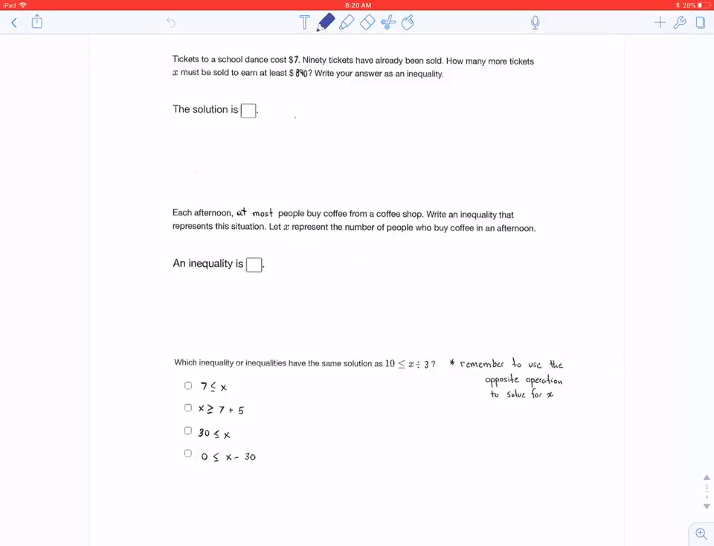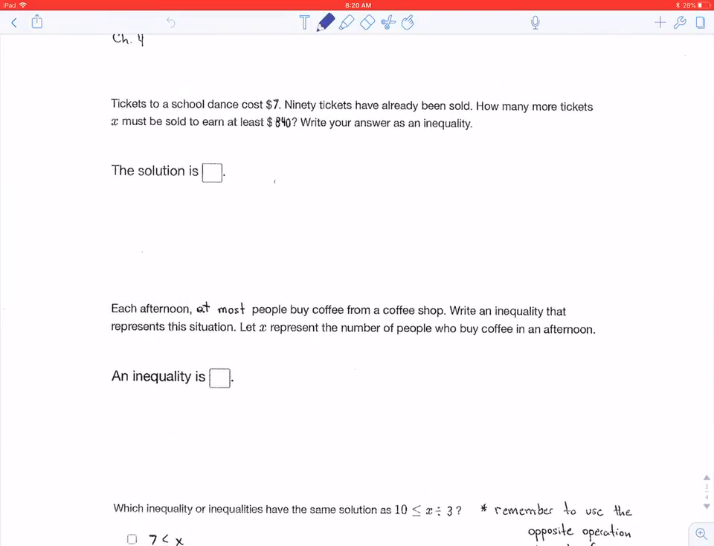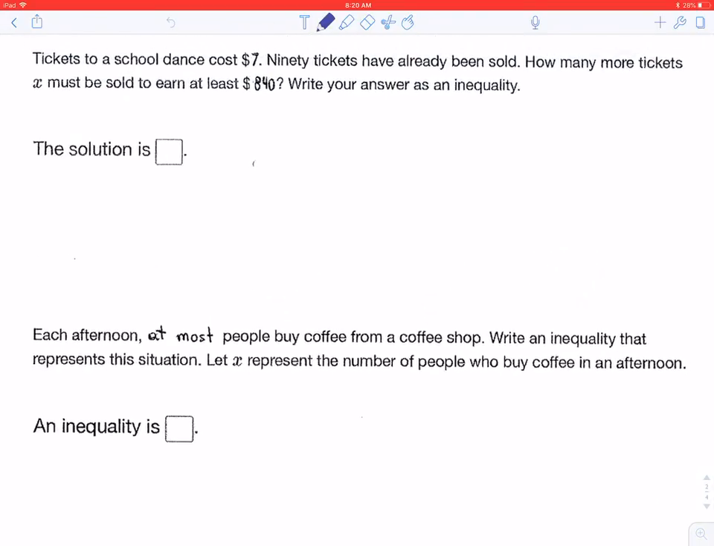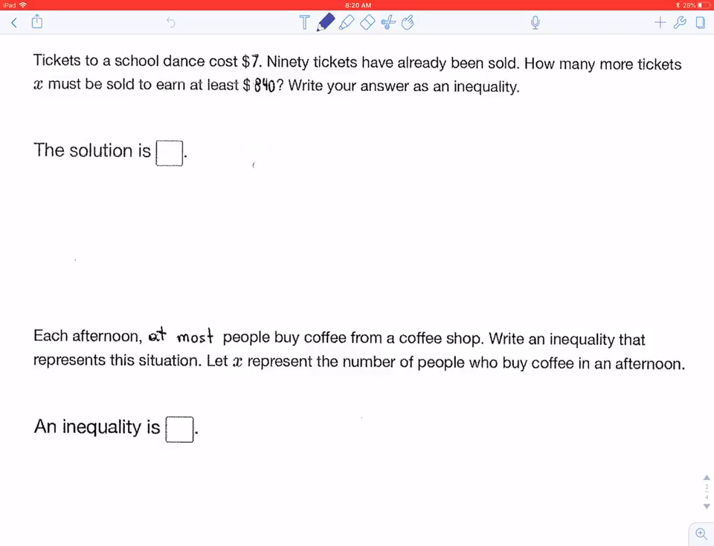So tickets to the school dance cost $7. 90 tickets have already been sold. How many more tickets X must be sold to earn at least $840? So we've got this goal where we want to make $840 by the end of the night selling these tickets. Imagine here's the bottom, $0, and up at the very top we want to get to $840.